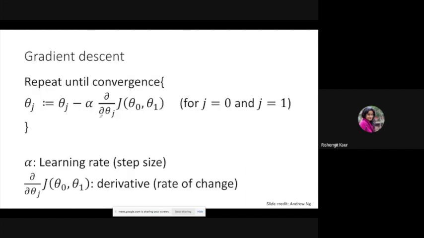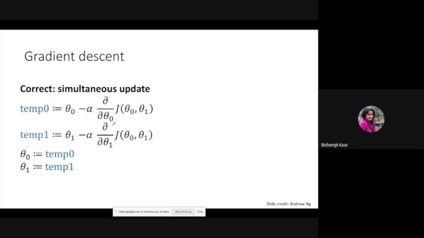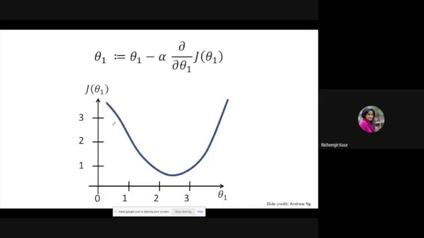So gradient descent: repeat till convergence, where theta j is equal to theta j minus alpha into the differential gradient. And remember, this will be done with respect to the theta value that you want to find out. If it is theta 0, then the derivative will be with respect to theta 0. If it is theta 1, then it will be with respect to theta 1. And this is what defines the rate of change, and alpha defines the step size. So this is if you want to go with both theta 0 and theta 1.